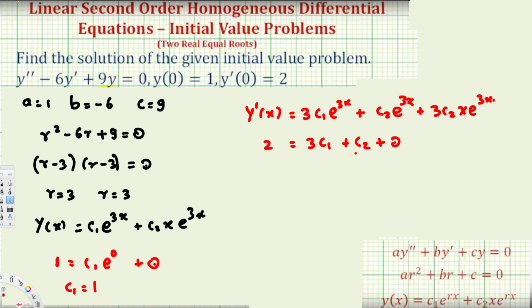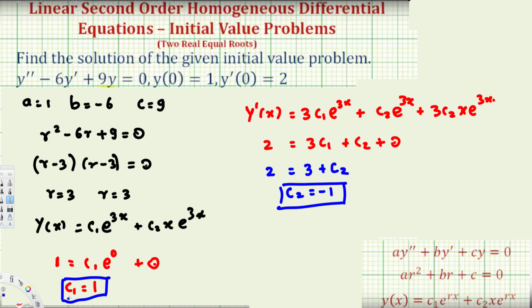And here we have two unknown variables, but we already found c1, so we can plug that in this equation to find c2. Now this is going to be 2 is equal to 3 times c1, c1 is equal to 1, so this is going to be just 3 plus c2. From this one we can find the c2 value, that's going to be -1. Now we have the c2 and c1 values.